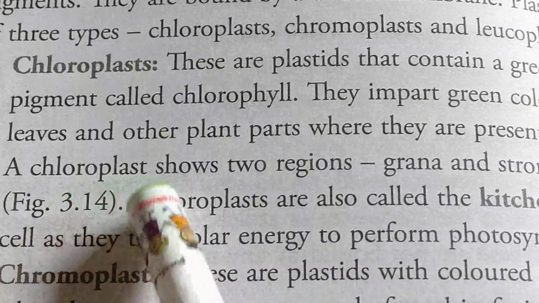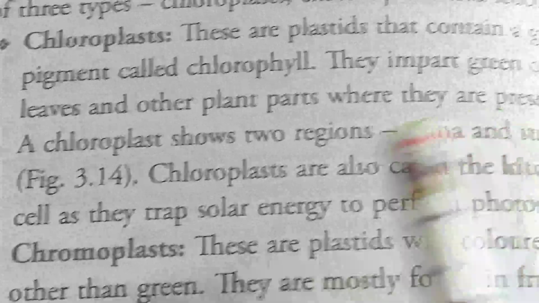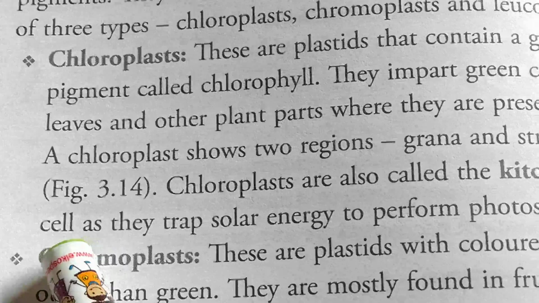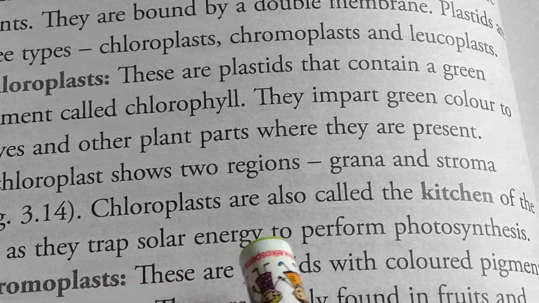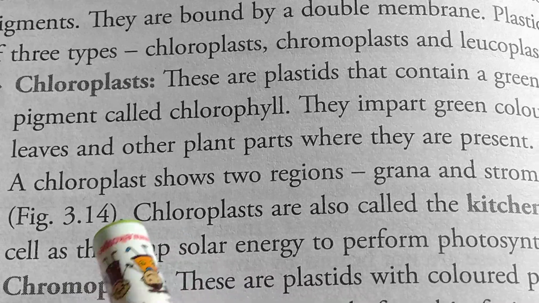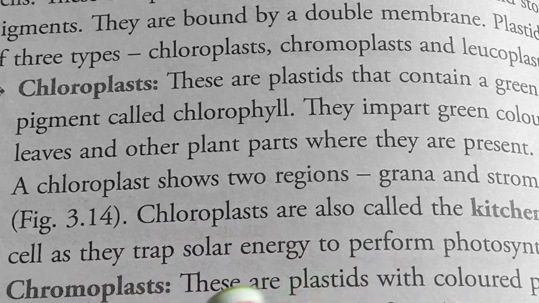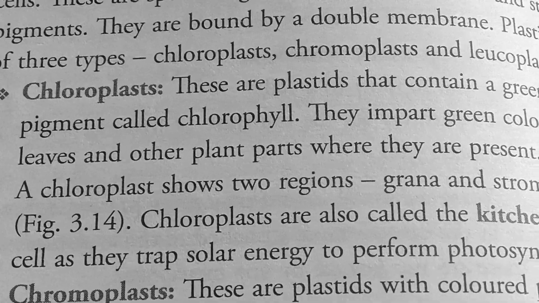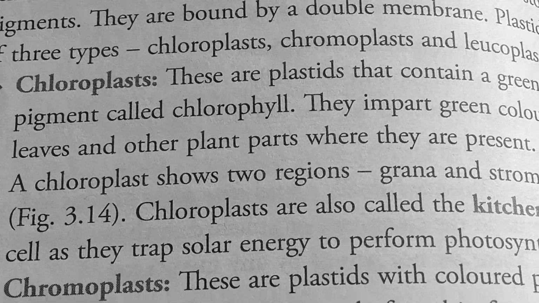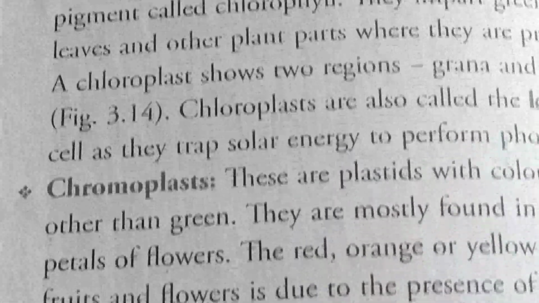Next, a chloroplast shows two regions, grana and stroma. Chloroplasts are also called the kitchen of the cell as they trap solar energy to perform photosynthesis. Chloroplast has chlorophyll, which helps to trap solar energy and control the photosynthesis process. That's why chloroplast is also known as the kitchen of the cell.